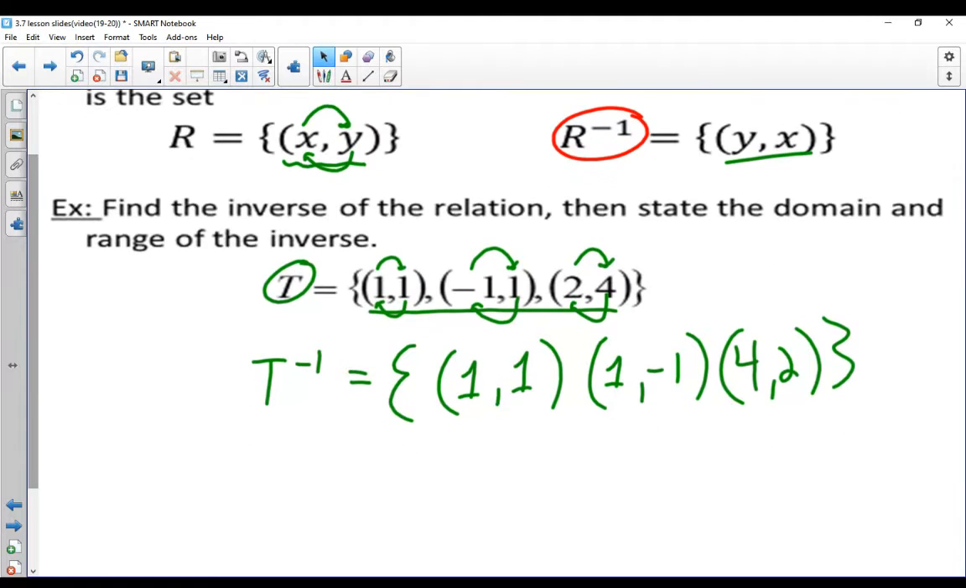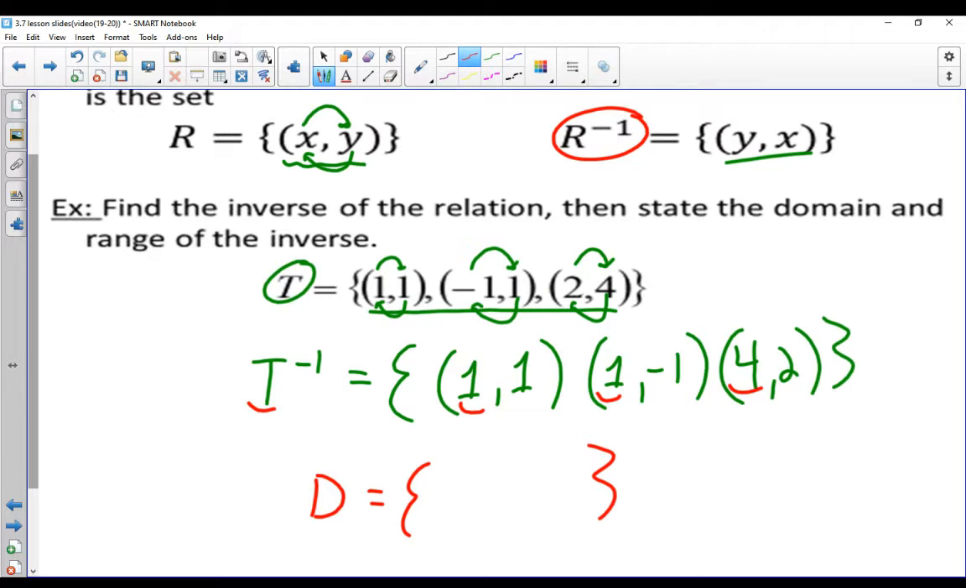But as I was saying, inverses, really easy. You just take the point, switch the values, and you're done. One extra thing you'll have to do is state the domain and range of your new set. So take a look at your new inverse set and say, okay, my domain values are 1, 1, and 4. But of course, you don't need to write the 1 twice, so the domain would actually just be 1, 4. And the range of your new set of ordered pairs will be 1, -1, and 2.